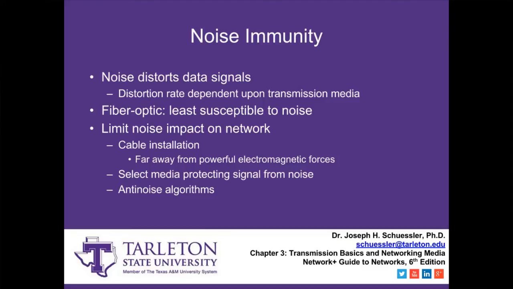Some of the things that you can do to try to limit the impact of noise on your network: make sure that the cabling's installed appropriately. Make sure that you're not running cables parallel to electrical cables, for example. You can select media protecting the signal from the noise. So, for example, instead of going with unshielded twisted pair, which is the most common type of cabling, maybe you need shielded twisted pair. It tends to have better shielding that helps protect it from noise. And then anti-noise algorithms as well.